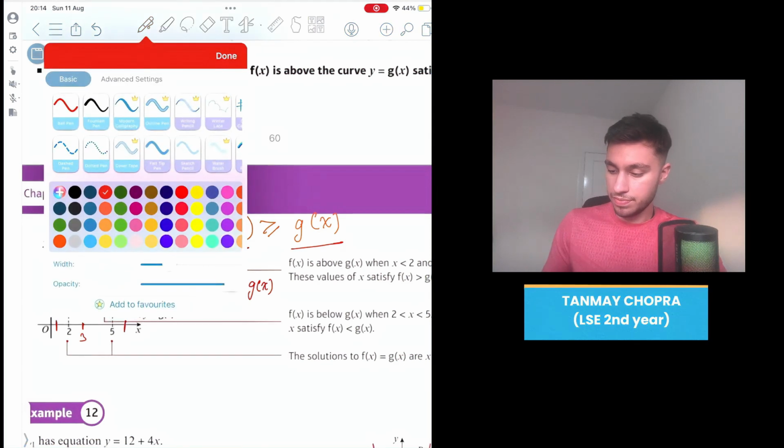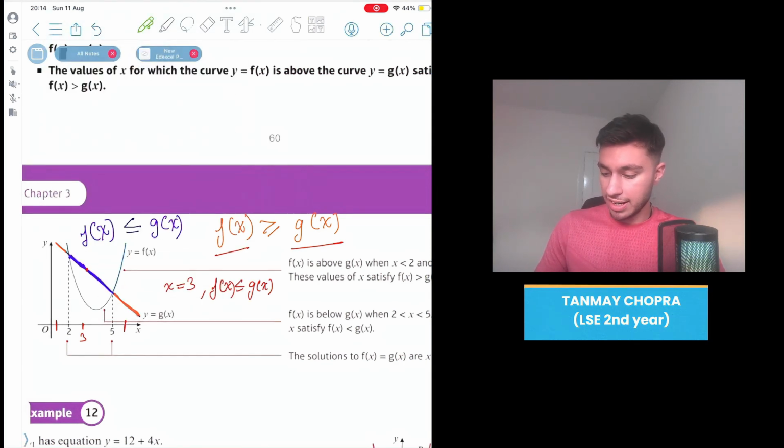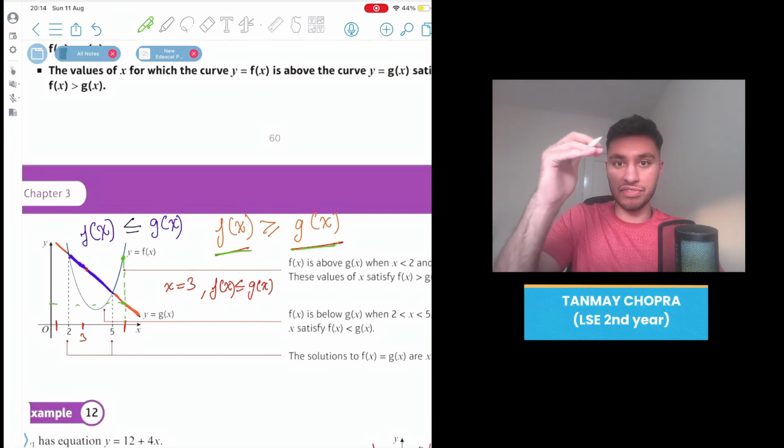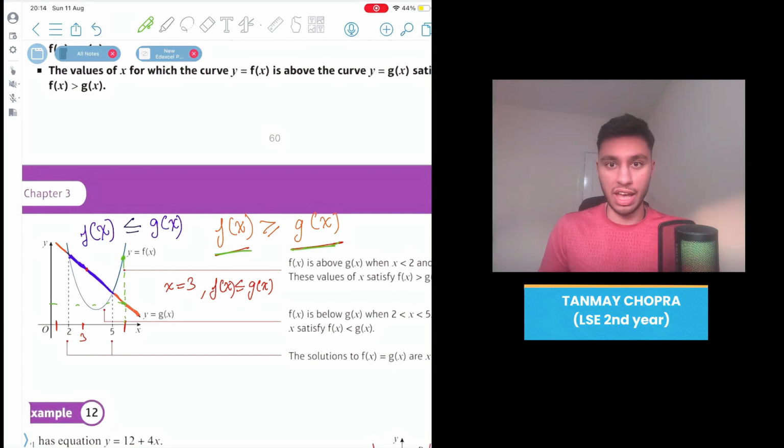To confirm this, you can draw a vertical line. So suppose I draw a vertical line here. I see that it touches g of x first, and then it touches f of x. And we can tell that f of x is higher up, right? So at this point, f of x is greater than g of x. Hopefully it's clear. You just need to see which graph is above the other one, and then you can tell which function achieves a higher value. Hopefully that's straightforward. Let's look at some examples. Let me zoom out a bit.